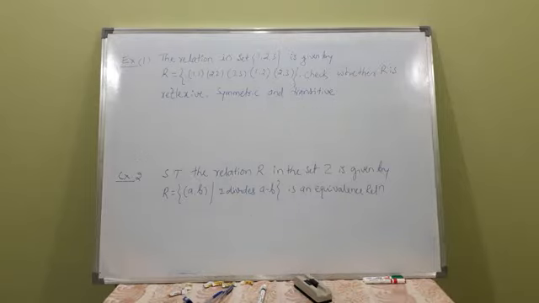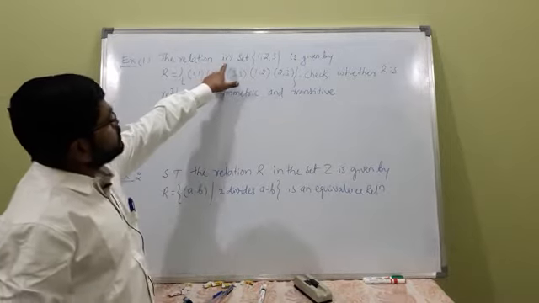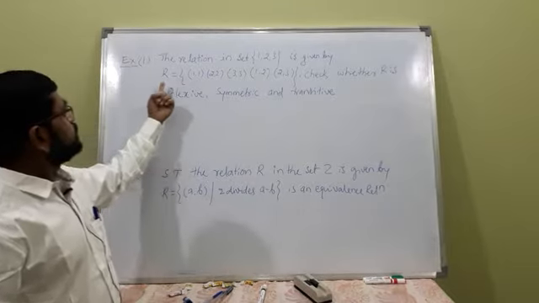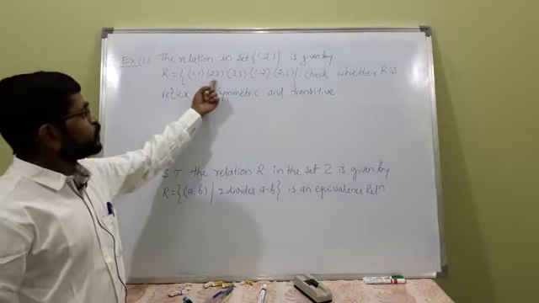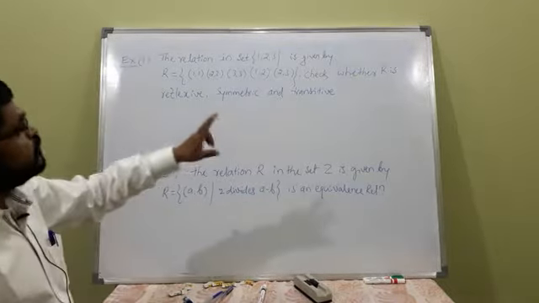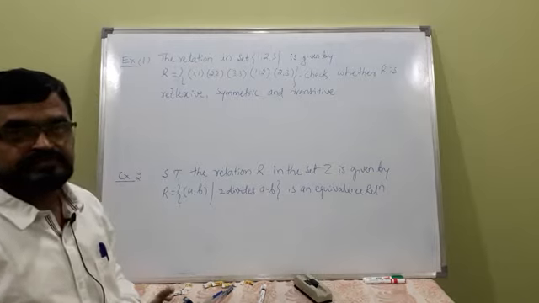Okay, consider the examples. The relation in set {1, 2, 3} is given by R = {(1,1), (2,2), (3,3), (1,2), (2,3)}. That is given. Check whether R is reflexive, symmetric and transitive.